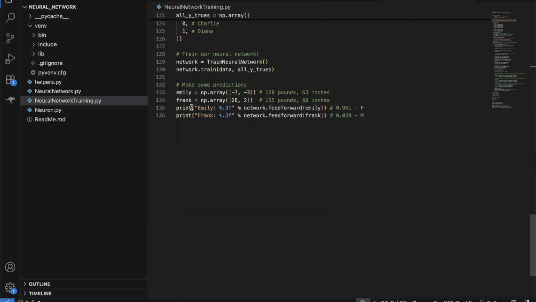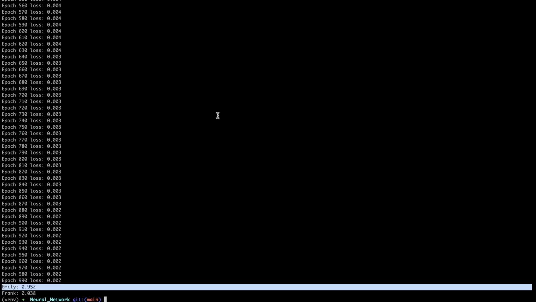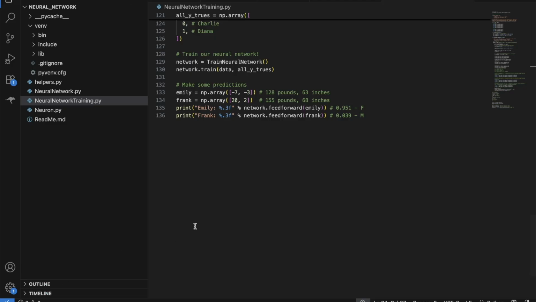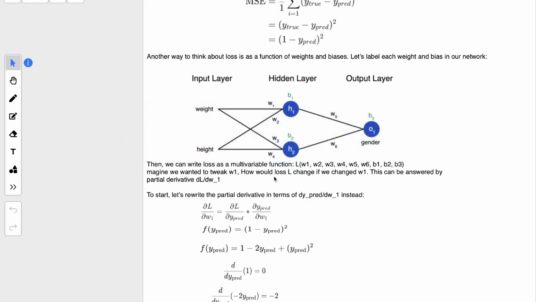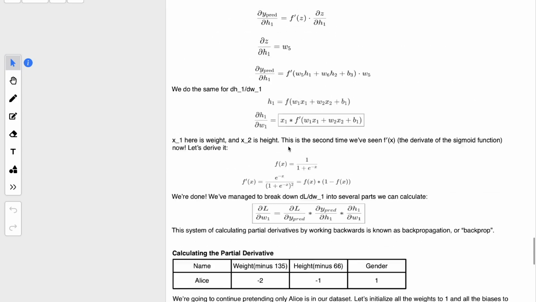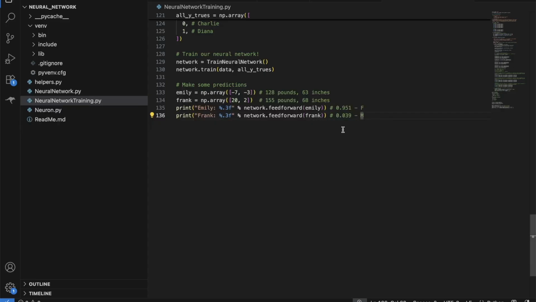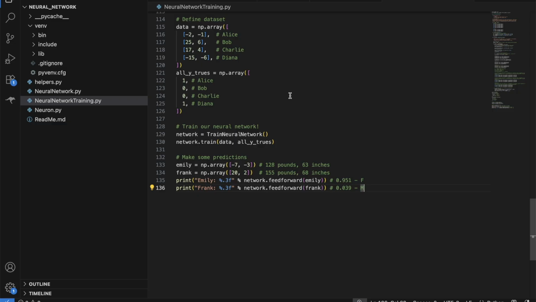As you can see, for Emily we are getting a value of 0.952, and for Frank we are getting a value of 0.038. As we know, in our training data we represented the gender by integers, 1 and 0. So this is very much correct. This is very close to 1 and this is very close to 0. If our data set is large and we keep on training our neural network with more epochs, this will get even closer. So this is how we train our neural network, and this is how a neural network learns and performs for a data set.